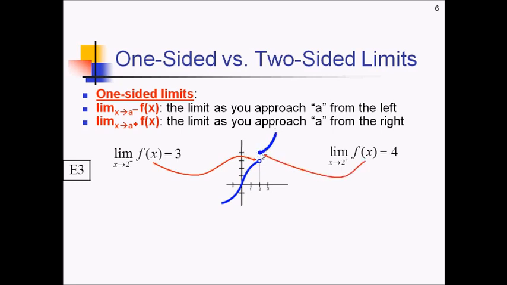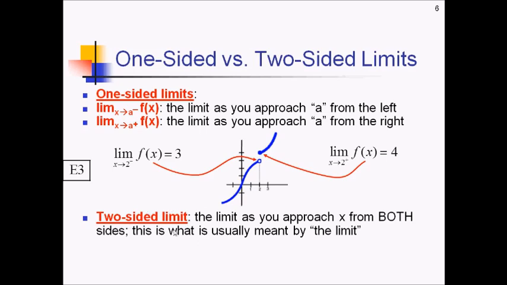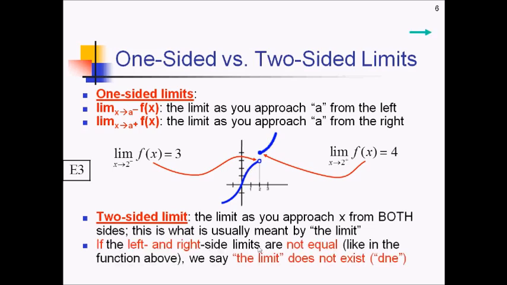That's 4. Now, if there's one-sided limits, you might be thinking, well, there's got to be two-sided limits, and there are. A two-sided limit is the limit that we're approaching as we approach x from both sides. So when we say we want the limit of a function at a certain number, and we don't write any little pluses or minuses, this is what we're talking about, this two-sided limit. Now in this case, since we're approaching different y values from the left and the right, if the limits are not equal, we would say that the limit does not exist, and we abbreviate that often to DNE.